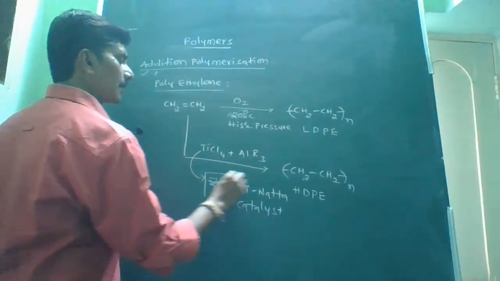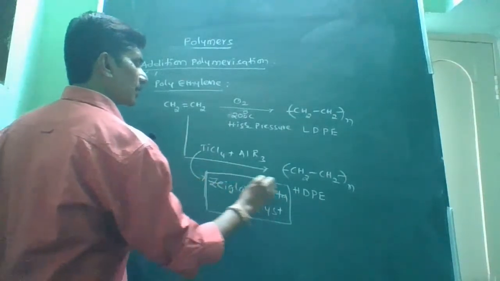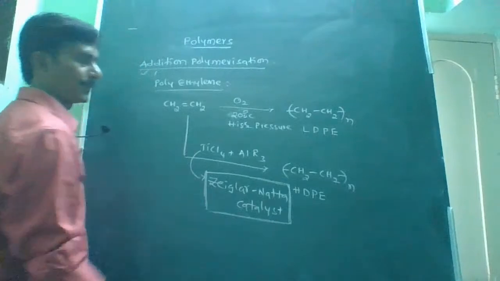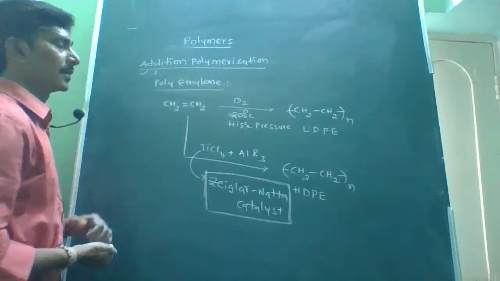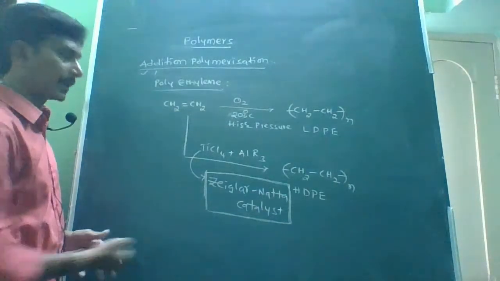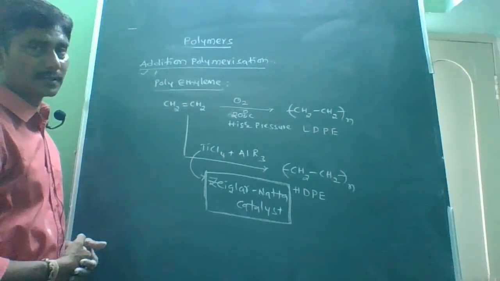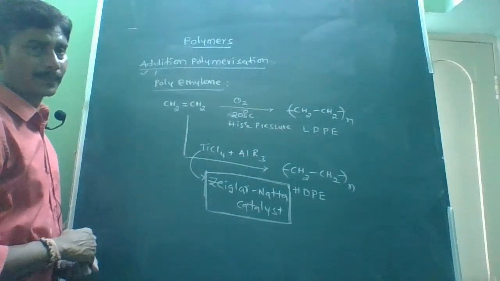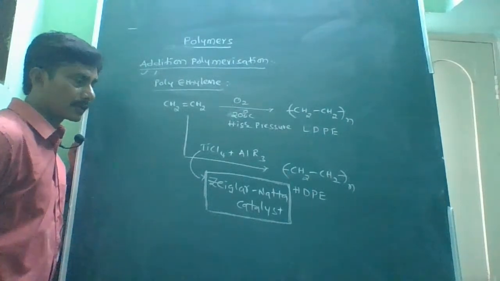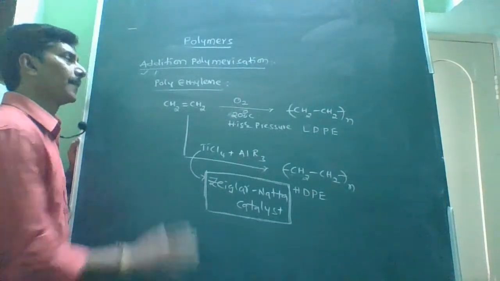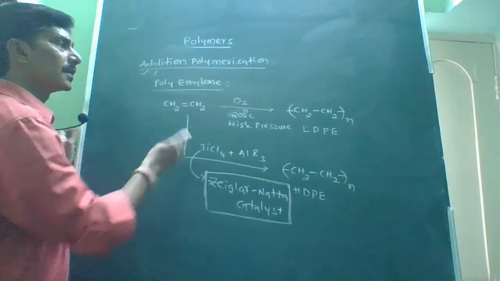This catalyst made a revolution in the polymer industry. He got the Nobel Prize for the discovery of this catalyst. Later on, a larger number of polymers were synthesized using this catalyst in small amounts. So the polymer industry boomed by using the Ziegler-Natta catalyst. LDPE and HDPE are the same material, but it depends on the conditions.